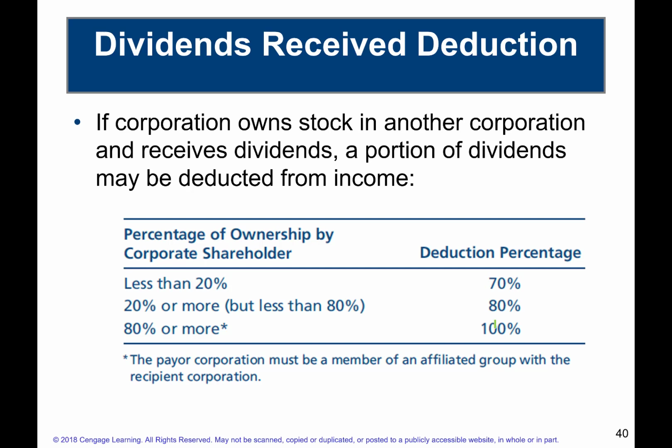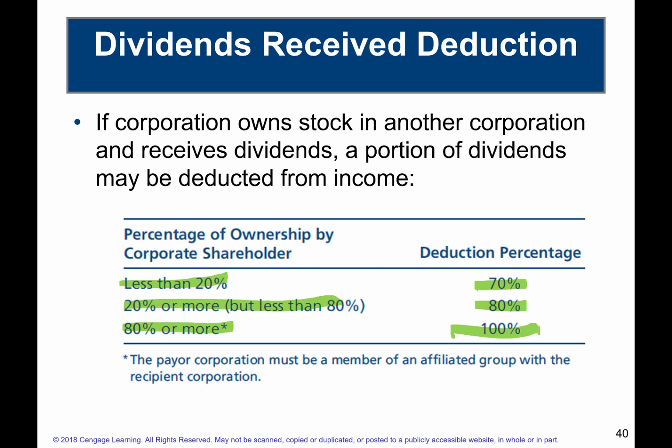And now these percentages make sense. What did I say? Less than 15%. And of course, they end up making a liar out of me. It's less than 20%. That's when you fall in that 70% category, okay? 20% or more, but less than 80, you're in the 80% category. And then if you hold 80% or more of the stock, you can deduct the entire dividend. It's pretty much they're saying, hey, you paid a dividend to yourself, you don't have to pay tax on that, right?